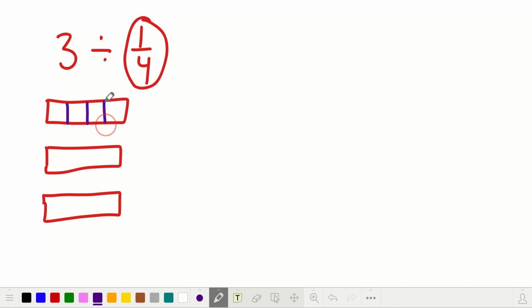What I like to remember is that you always just subtract 1 from the number, and then that tells you how many lines to draw. So 4 take away 1 is 3. So I draw 3 lines, and I get 4 pieces.